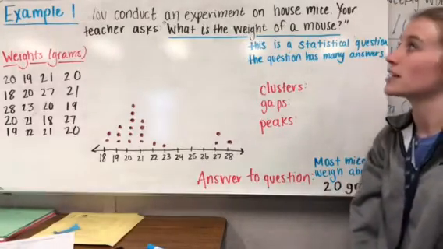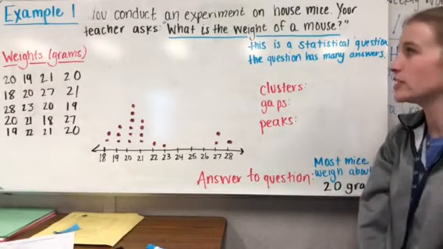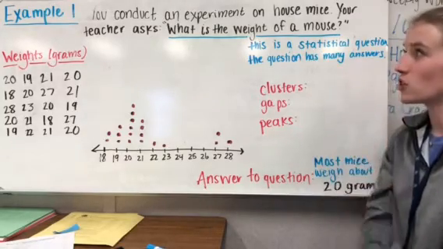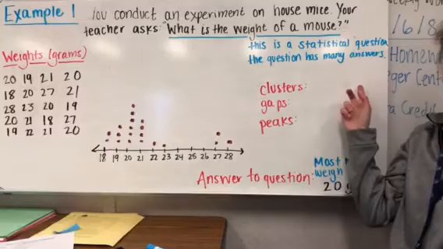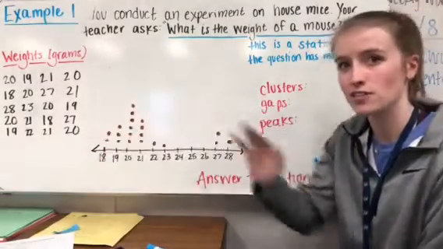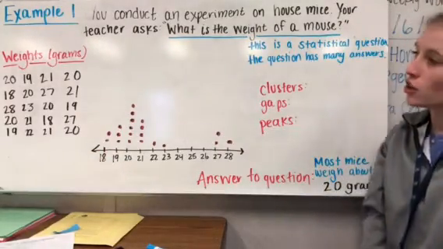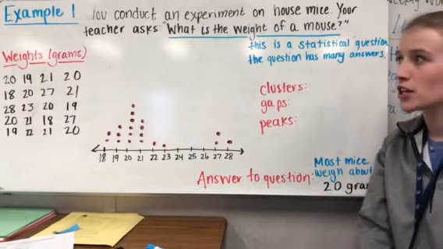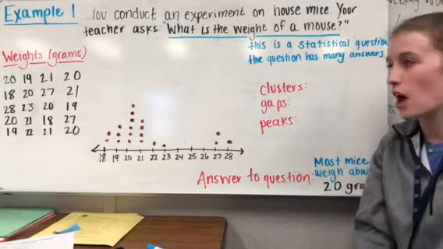Let's say you conduct an experiment on house mice. Your teacher asked, what is the weight of a mouse? This is a statistical question because there are many answers, as seen in the 20 answers that you collected. You collected 20 weights in grams of different house mice. Your first step is to display this as a dot plot.